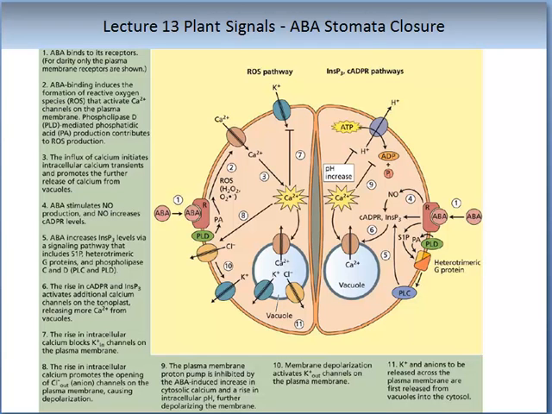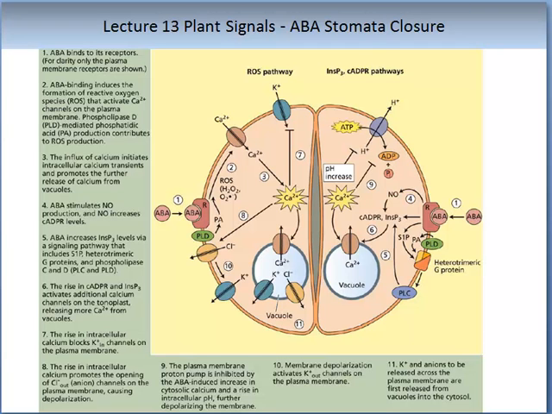ABA binds to receptors. The ABA binding induces the formation of reactive oxygen species, or ROS, and this in turn activates calcium channels on the plasma membrane. The influx of calcium interacts with intracellular calcium transients and promotes further release of calcium from the vacuoles. ABA stimulates NO production, and NO increases the cADPR levels.